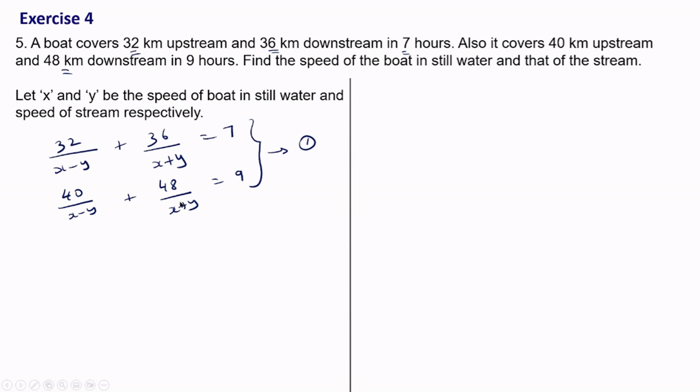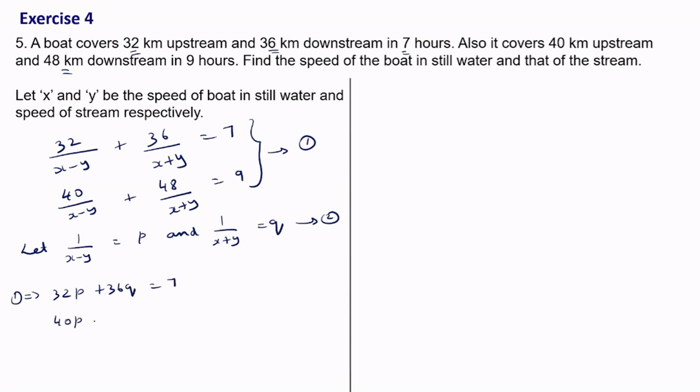We cannot directly solve these two equations. So let us make the substitution. Let 1 by x minus y equal to p and 1 by x plus y equal to q. Let us take this as 2. So the first equation becomes 32p plus 36q equal to 7. Then 40p plus 48q equal to 9. Now let us solve these two equations. Let us multiply this equation by 5 and this equation by 4.